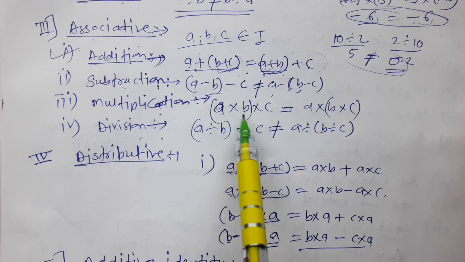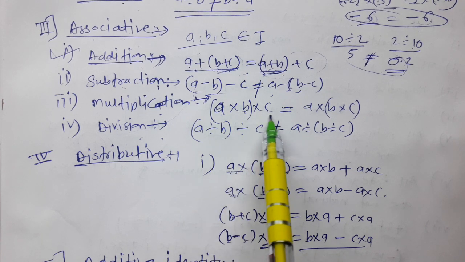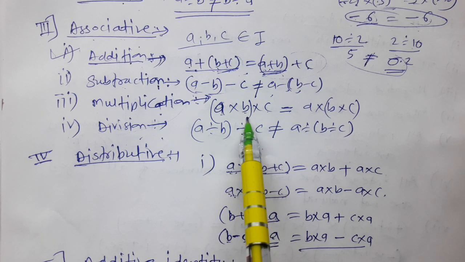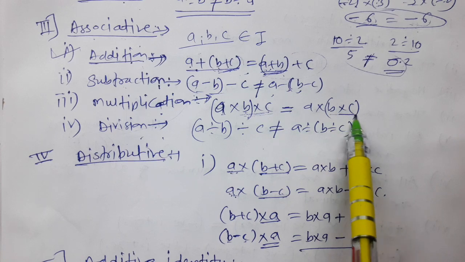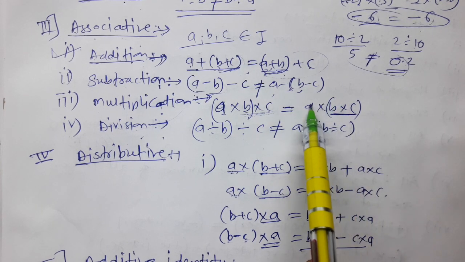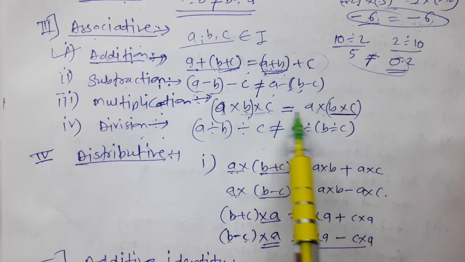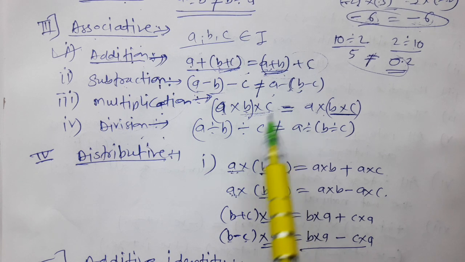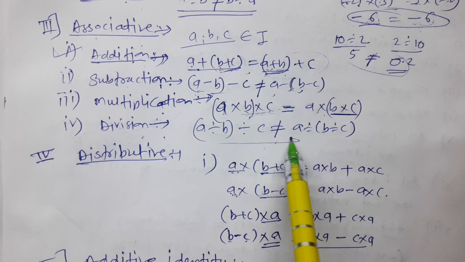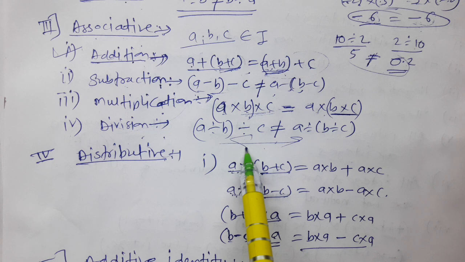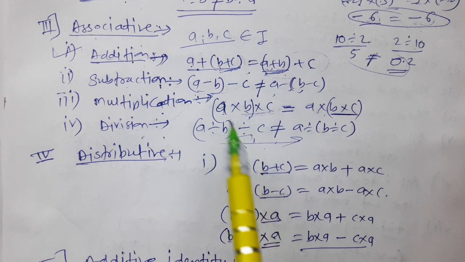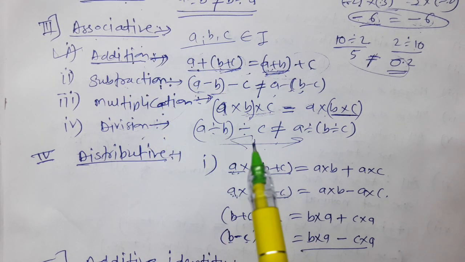If we multiply a and b first and then multiply with c, and if we multiply b and c first and then multiply with a, in both the cases we are getting the same result. For division we are not getting the same result. Hence, division of integers is not associative.